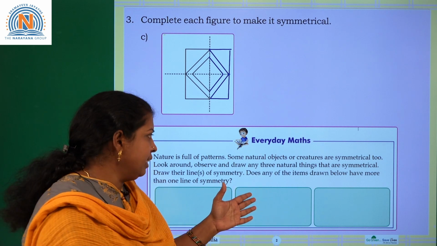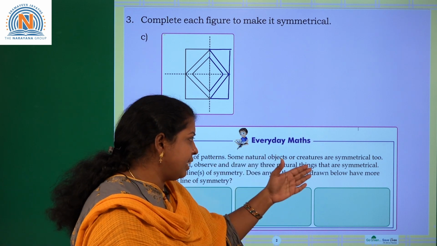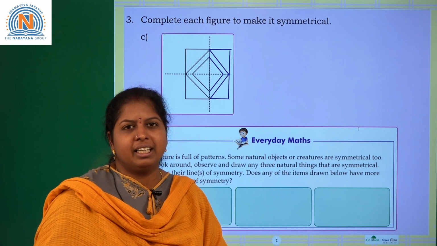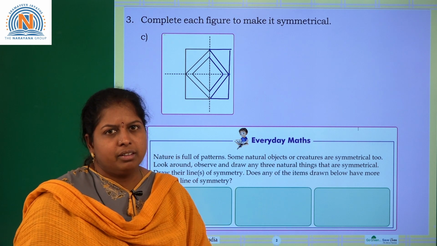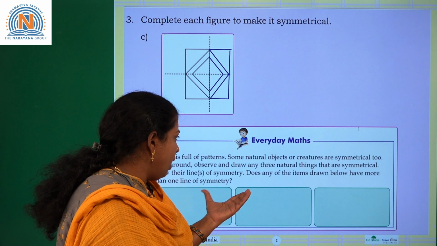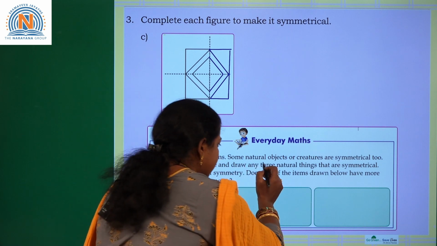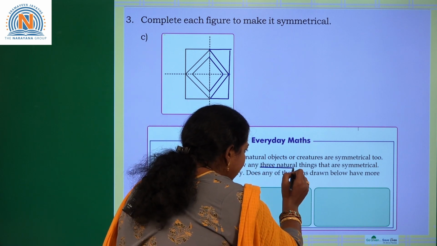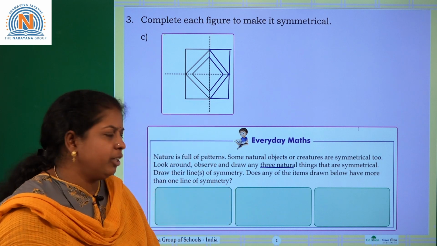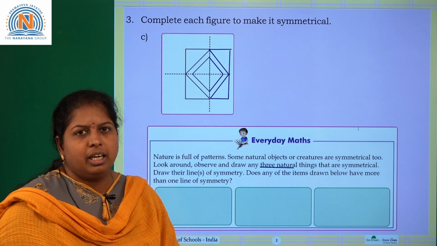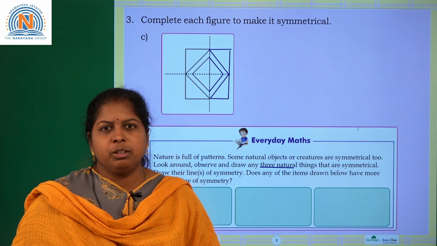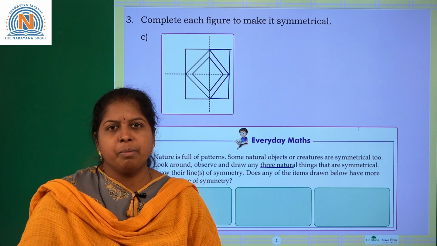Okay, identify some natural objects or creatures which are symmetrical in nature. Those objects you have to take any three natural things. Any three natural things you can consider and you can draw. Also divide that picture into two equal halves with a symmetrical line.